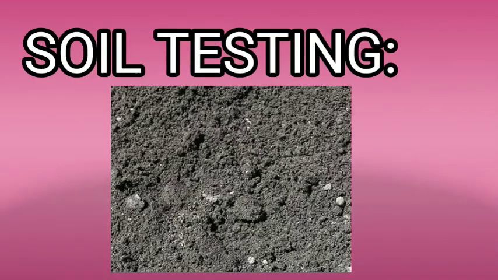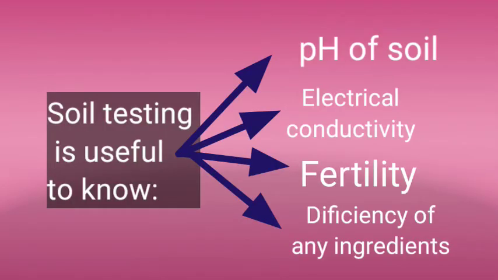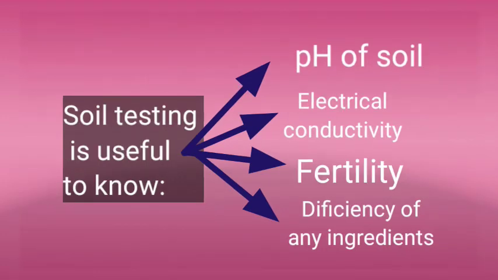Another important point is soil testing. Nowadays, soil testing is followed by many farmers. Properties of various ingredients of soil can be determined by soil testing. Soil is tested to find out pH and electrical conductivity as well as the proportion of organic matter in it. Also, water holding capacity and deficiency of any ingredient can be checked by soil testing.